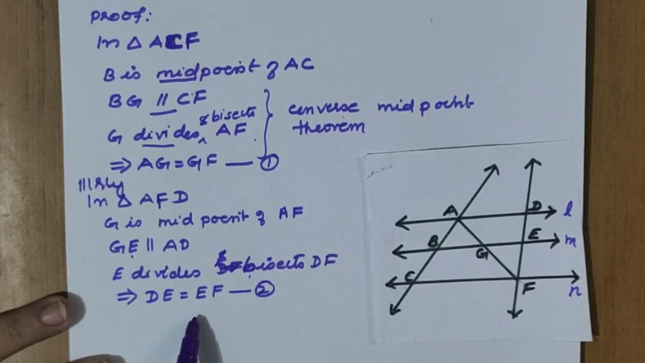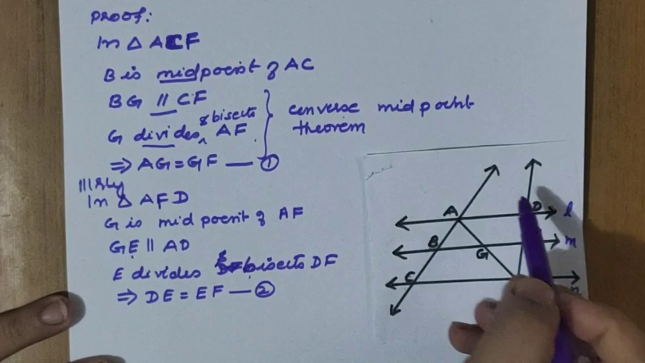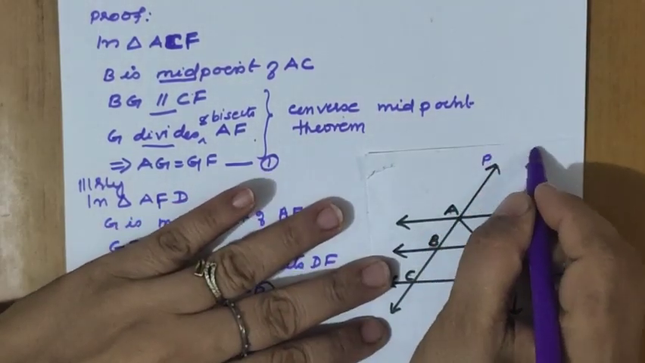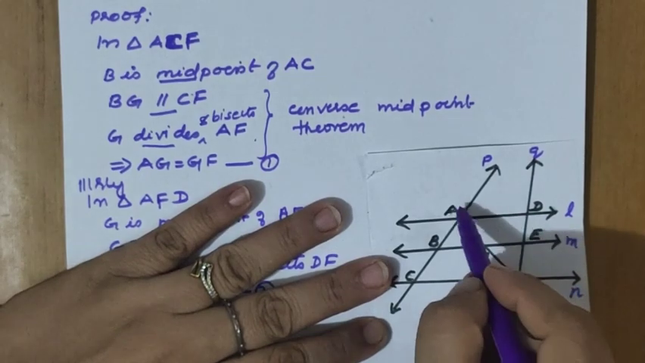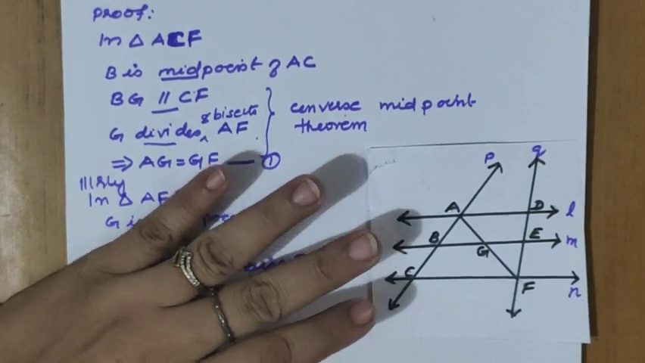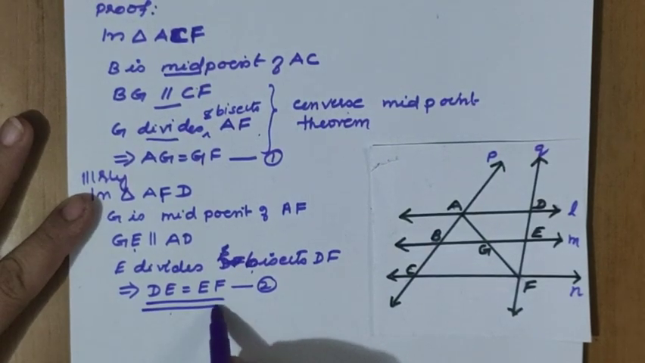What is the meaning of this one? We got L, M, N, that is the three parallel lines, making equal intercepts DE and EF on Q. P and Q are these lines. So I know P, this line, and Q. So the three parallel lines make equal intercepts here, DE and EF we got. Hence proved.